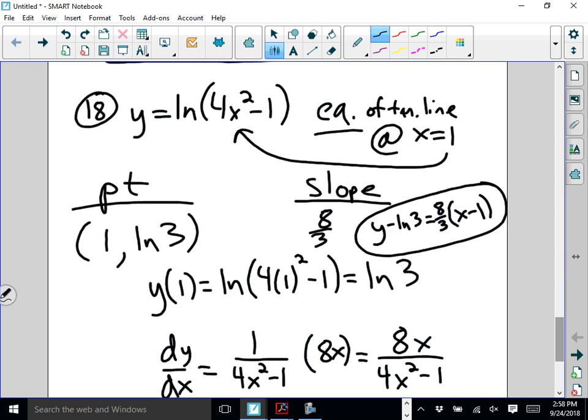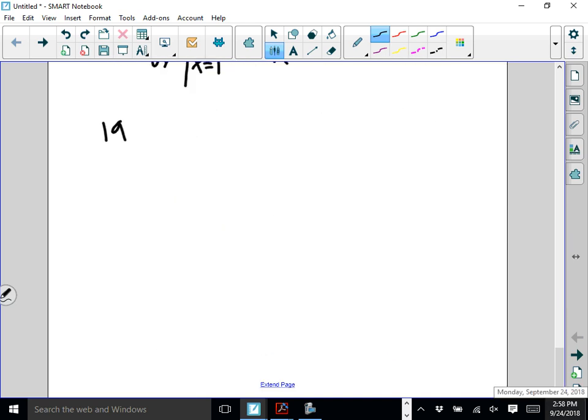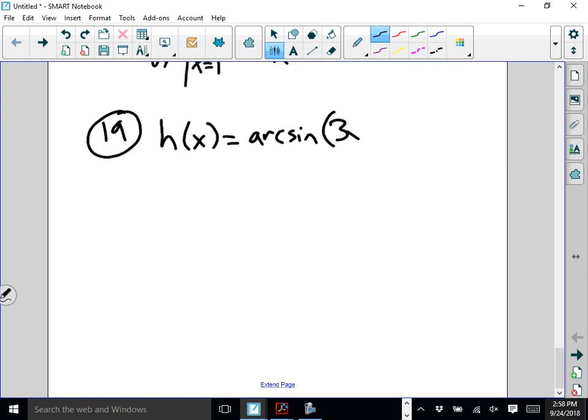Let's take a look at 19. Says h of x equals the arc sine of 3x to the 4th. Find h prime of x. Well, I need to know arc sine's derivative in order to do the arc sine of 3x to the 4th. Arc sine's derivative was in the video from yesterday, right? That's 1 over the square root of 1 minus x squared.